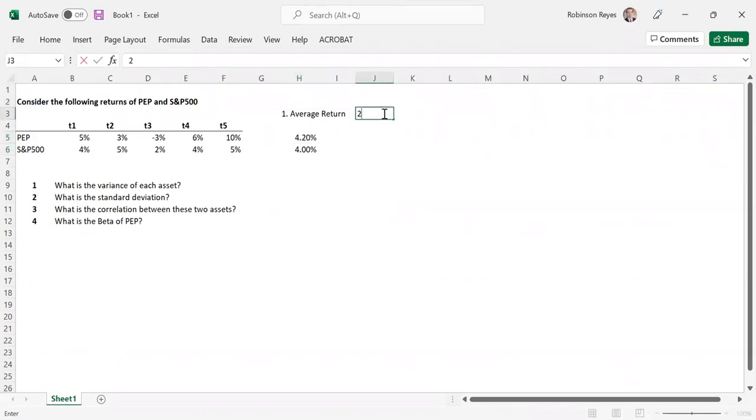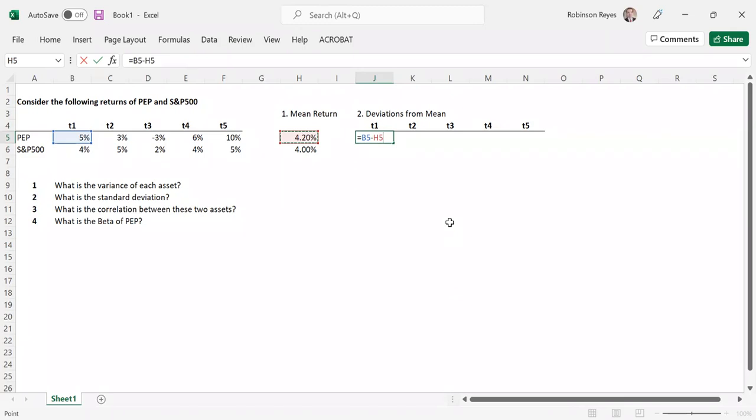Now, the second step is to calculate the deviations from the mean. And instead of working with average return, let me call this expected return or mean return. I will use the word mean because then we can use deviations from the mean, right? So what we will do is we will calculate the deviations from the mean for each one of these 5 periods. So Pepsi in period one, the return is 5%, and the mean return was actually 4.2. So we had a return that was 0.8% above the mean return, right?